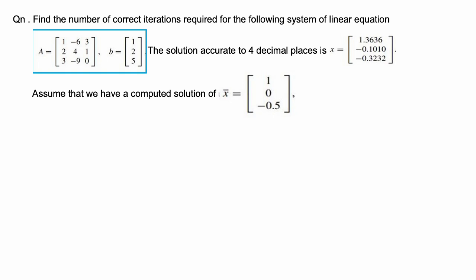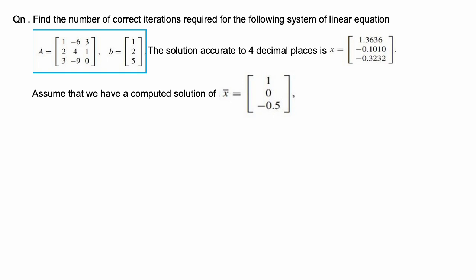Okay, so here is a question for you. Find the number of correct iterations required for the following system of linear equations, that is AX = B. The solution accurate to 4 decimal places is 1.3636, -0.1010 and -0.3232. Okay, so this is the accurate and correct solution. But here you have something known as a computed solution. That means the solution that we got after the first iteration.